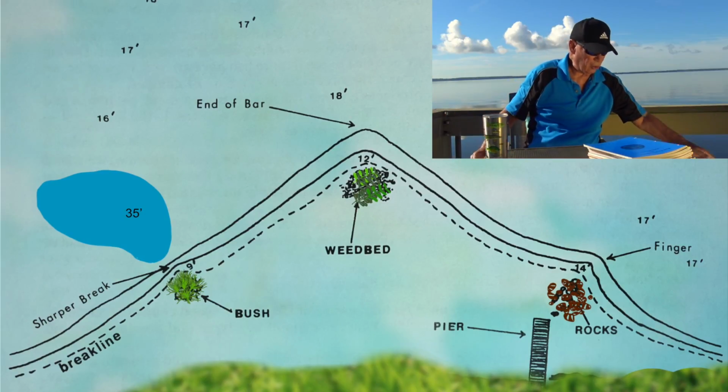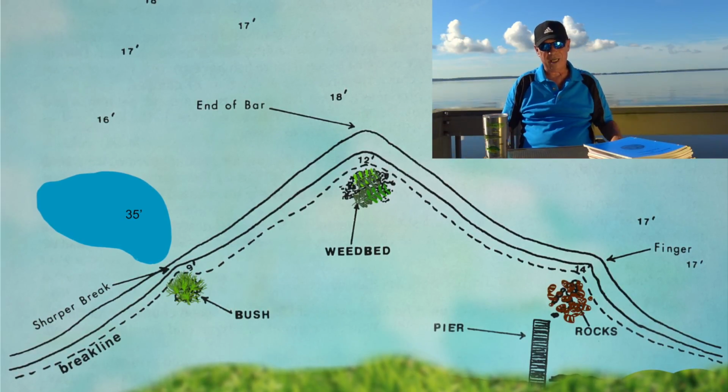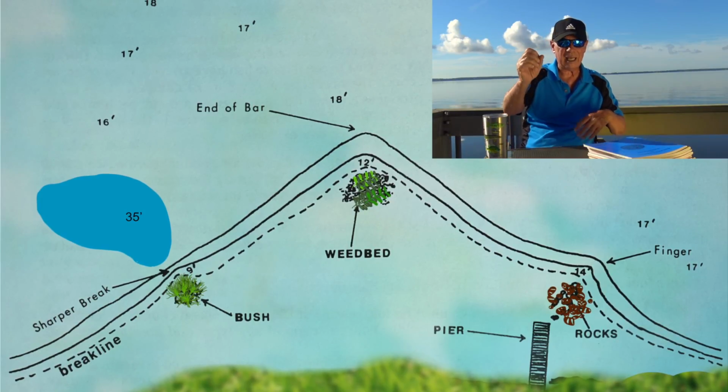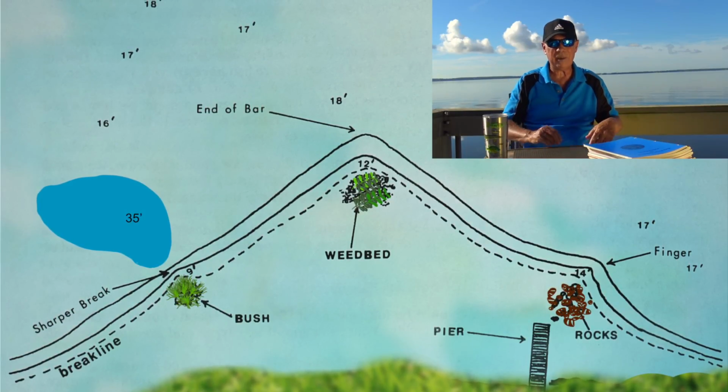An average fisherman can look at that bar and go up there and say, man, this is great. I got the end of the bar. I got the pier down there. I got rock piles down there. I've got sharper break over here. Man, this is great.